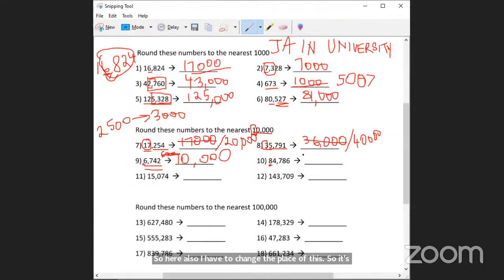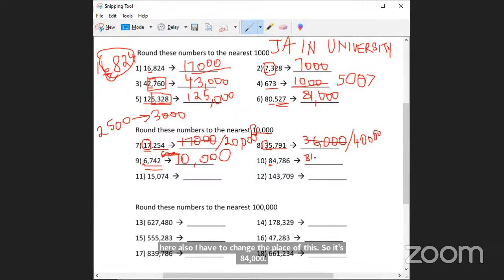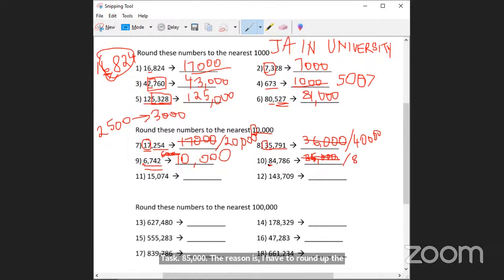So it's 84,000. The nearest one is 80,000. I cannot take it as 85,000. The reason is I have to round off the nearest 10,000. So the answer is 80,000. 84. The nearest one is 80. Okay, 80,000. Got it? Round off to the 7. No, because that is thousands place. I want 10,000 place. Rounding off to 10,000 place, not the thousands place.